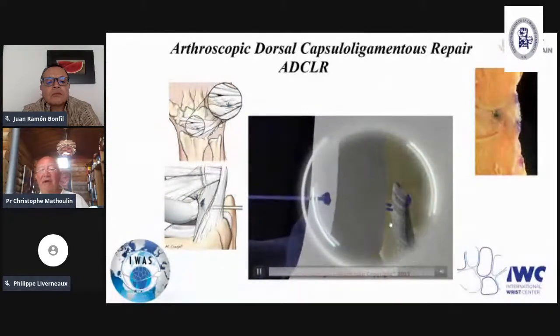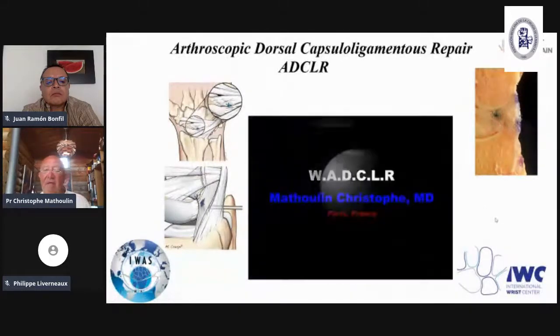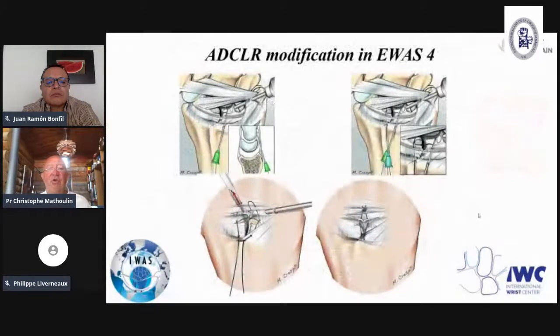Because it is a vascularized area, nature is going to repair it by itself. You can put some K-wires if you are not confident in the quality of your suture, but you see, it is a case I demonstrated before, and look at that. After the suture, you see just with one dorsal knot, we obtain a very good stabilization of the joint.